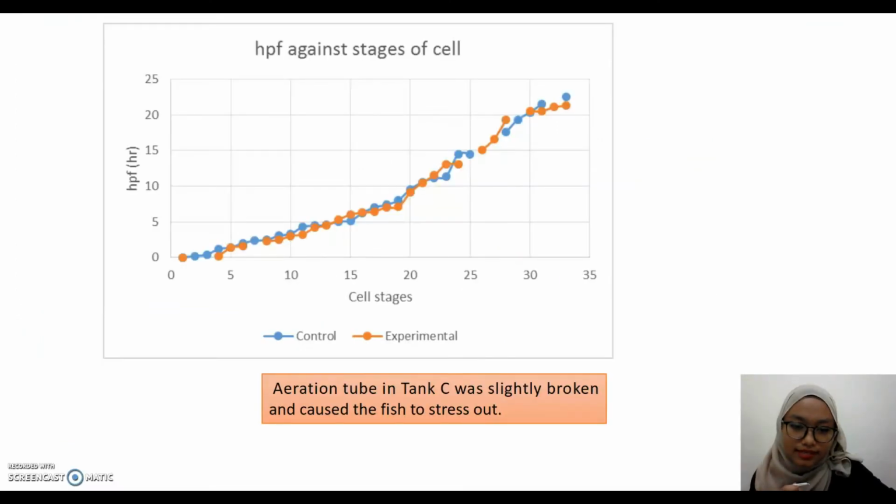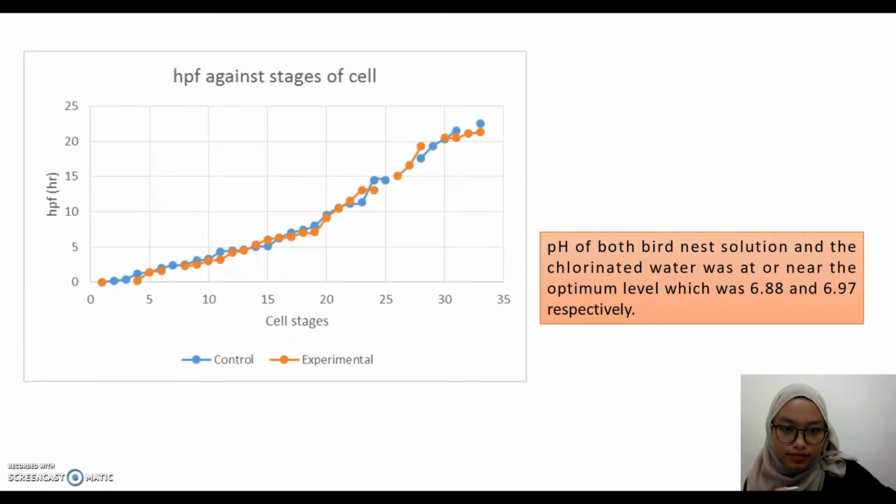The aeration tube in tank C was slightly broken and caused the fish to stress out. This could affect the rate of cell growth. In this experiment, pH did not have much effect.